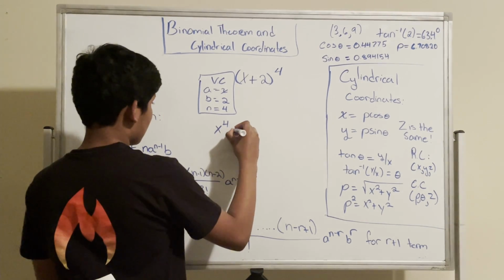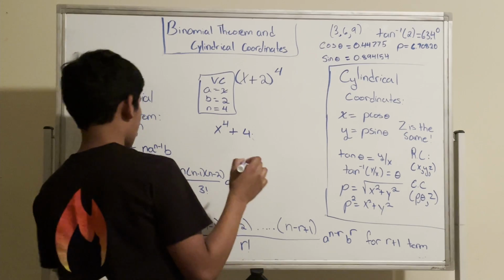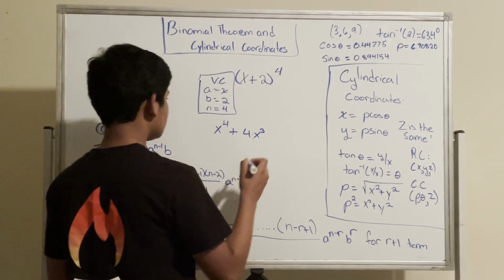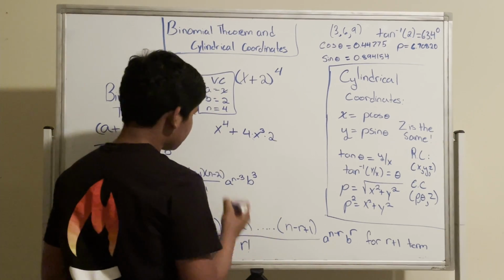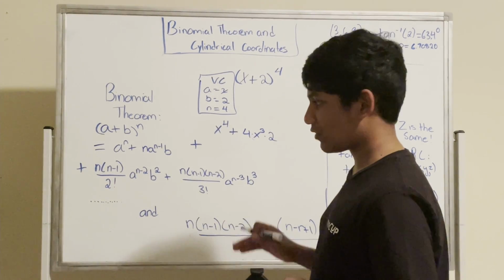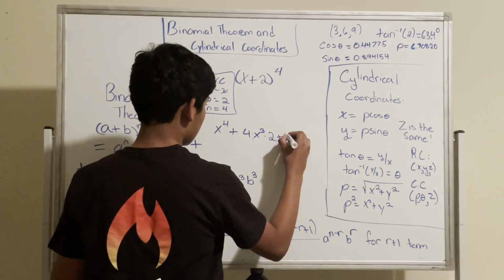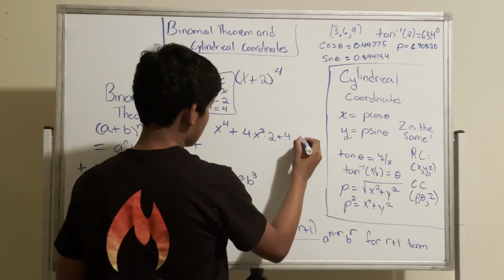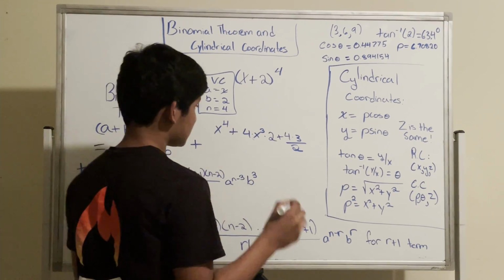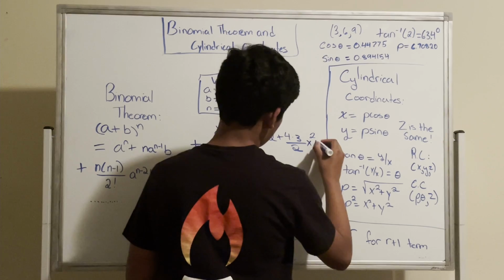So we have n, which is 4, times a to the n minus 1, x to the x cubed, times b, times 2. So let's just do the third term, then we'll talk a little bit more about what we have so far. Now we had n, which is going to be 4, times 4 minus 1, which is 3, all over 2 factorial, which is 2, a to the n minus 2, that's x squared, and that's going to be b squared.